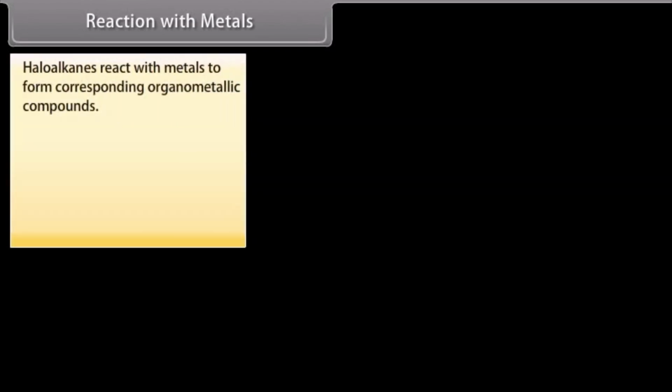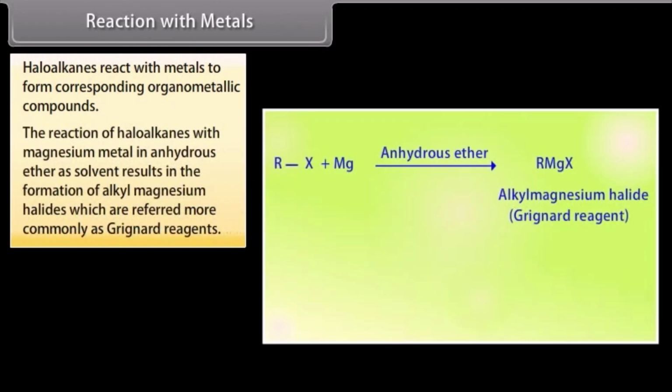Reaction with metals. Haloalkanes react with metals to form the corresponding organometallic compounds. The reaction of haloalkanes with magnesium metal in anhydrous ether as solvent results in the formation of alkyl magnesium halides, which are referred to more commonly as Grignard reagents.